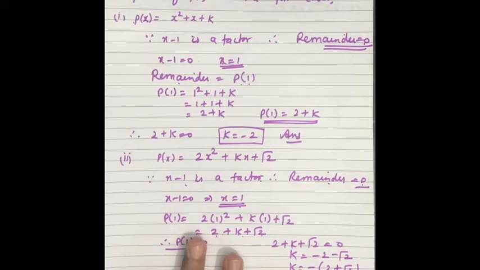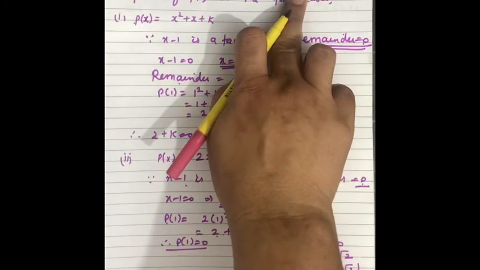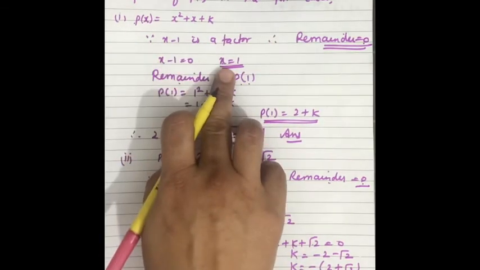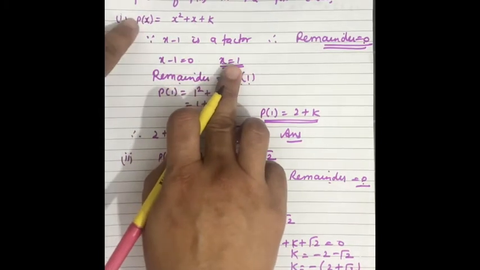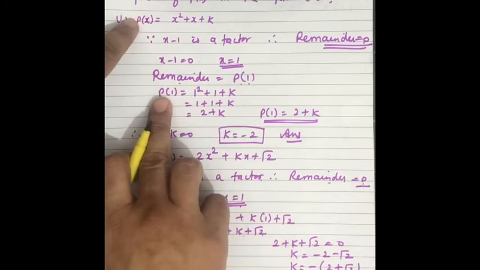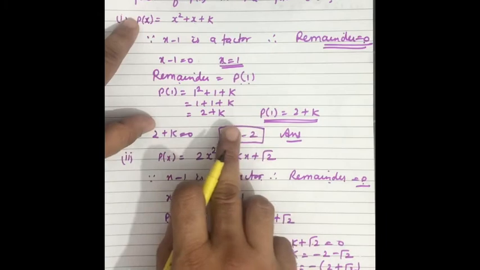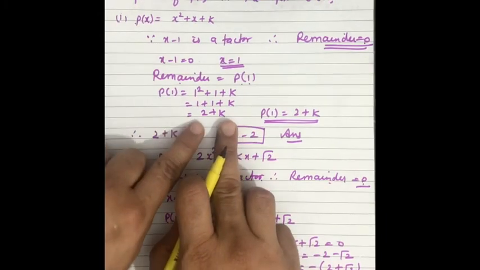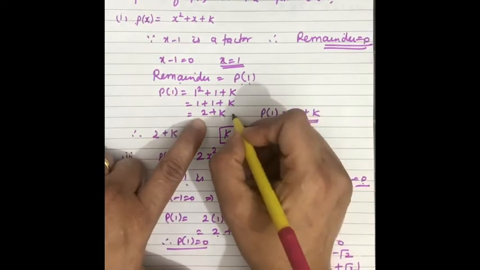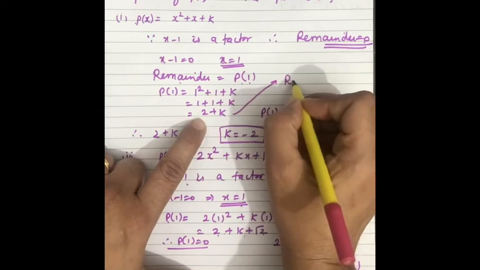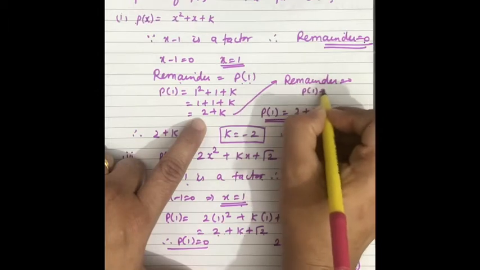Question is very easy. I am telling the process again. Whatever value is given here, x minus 1 is the factor given. We'll take this value is equal to 0. X is coming is equal to 1. We'll substitute the value of x in the given polynomial. We'll find the remainder. Because it's given x minus 1 is a factor, therefore remainder will be 0 in that case. So whatever value of remainder is coming, we have to take remainder is equal to 0. Because remainder is equal to 0, therefore P(1) is equal to 0.